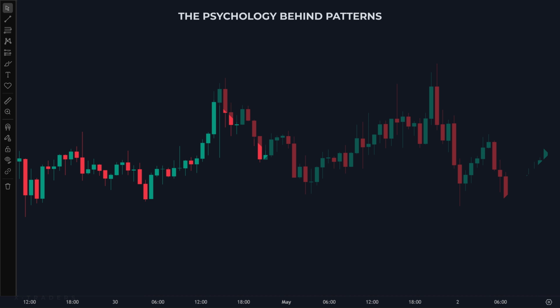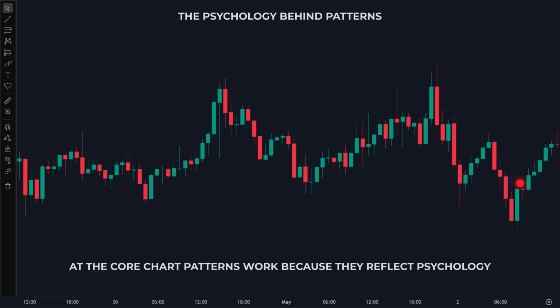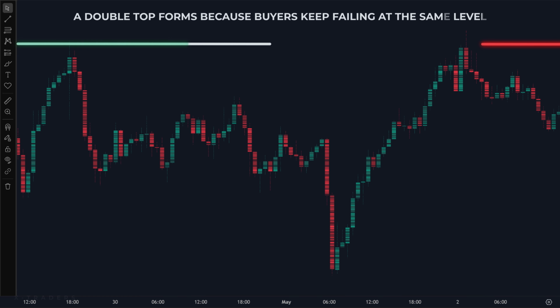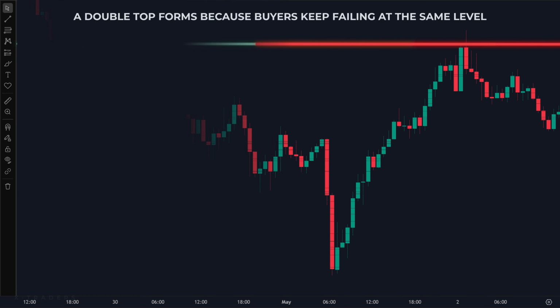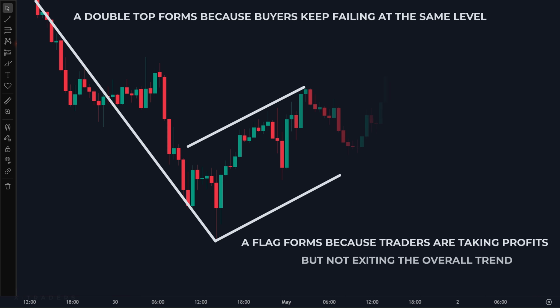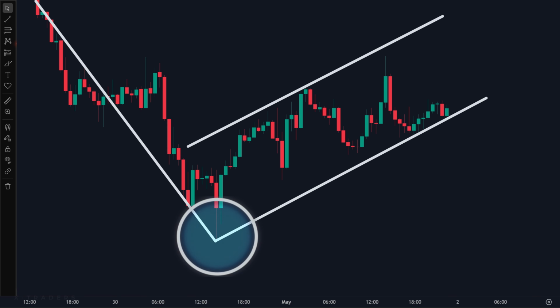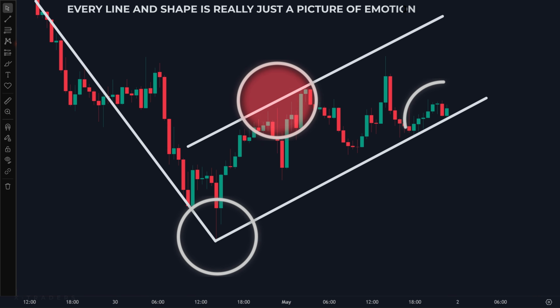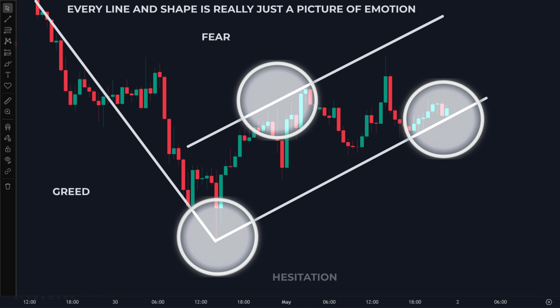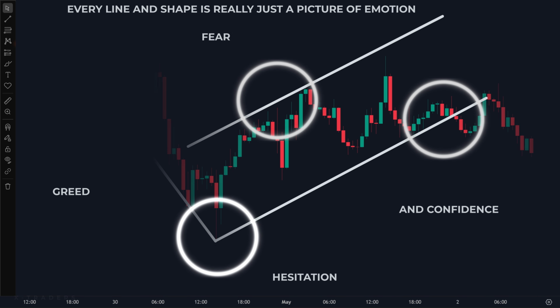The psychology behind patterns. At the core, chart patterns work because they reflect psychology. A double top forms because buyers keep failing at the same level. A flag forms because traders are taking profits but not exiting the overall trend. Every line and shape is really just a picture of emotion: fear, greed, hesitation, and confidence.